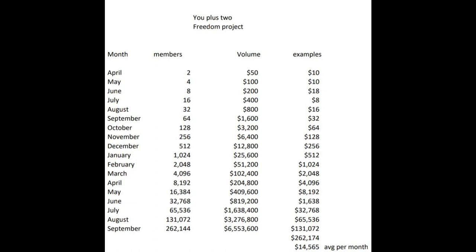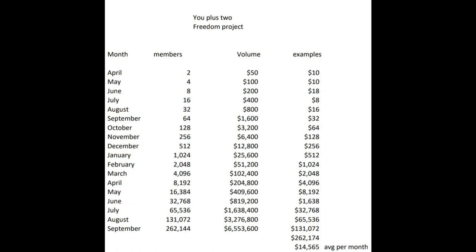Okay, let's look at the month of July. That should be the fourth month that we're building, the month of July 2023 right there. You have 16 people on your team, 16 people doing 25 CV of volume a month is $400 in volume for the month. And that would be $8 in profit right there on that level. We're looking at this from a cycle standpoint. We're not worried about the $10.